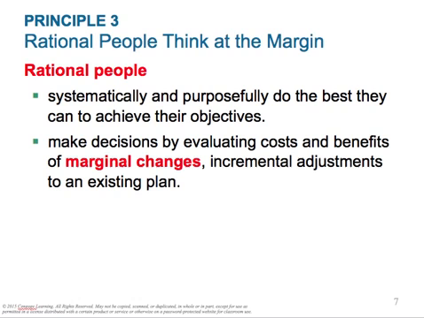Principle 3, rational people think at the margin. Now first let's look at what rational people means. Rational people systematically and purposefully do the best they can to achieve their objectives. They make decisions by evaluating costs and benefits of marginal changes, which are incremental adjustments to an existing plan. Rational people generally try to seek their own best outcome.